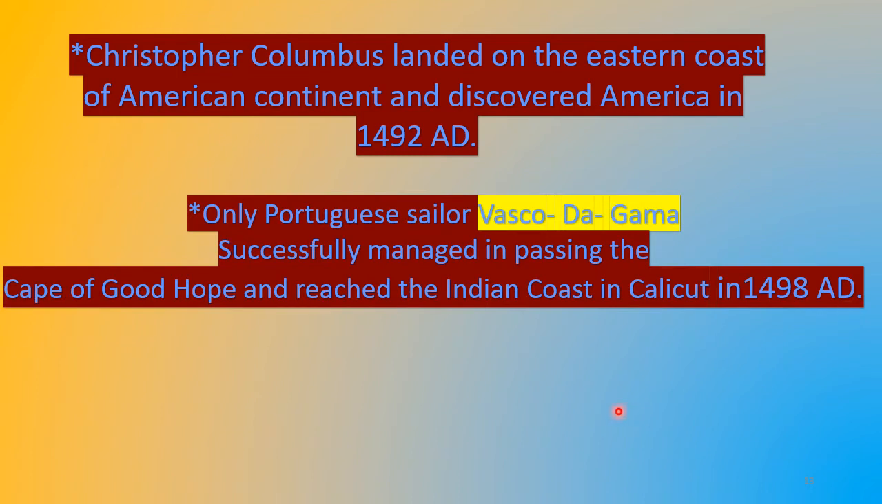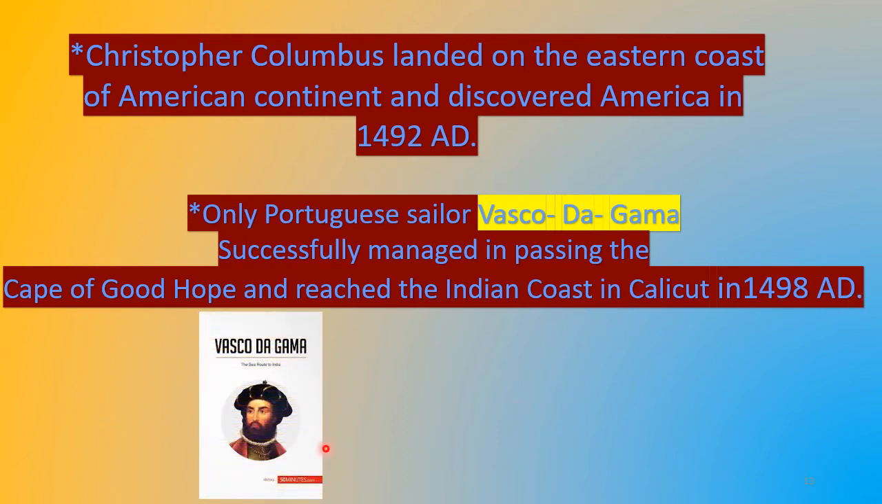The third sailor is very important, children. The only Portuguese sailor, Vasco da Gama, successfully managed in passing the Cape of Good Hope and reached the Indian coast in Calicut in 1498 AD. So children, out of all these sailors, only Vasco da Gama passed the Cape of Good Hope and reached the Indian coast in Calicut. This is the picture of Vasco da Gama.